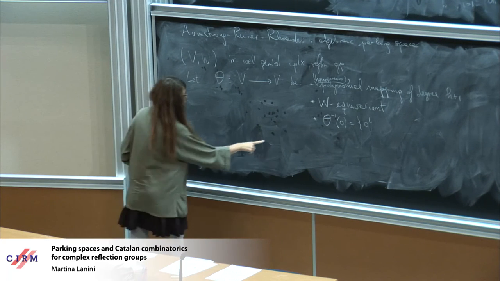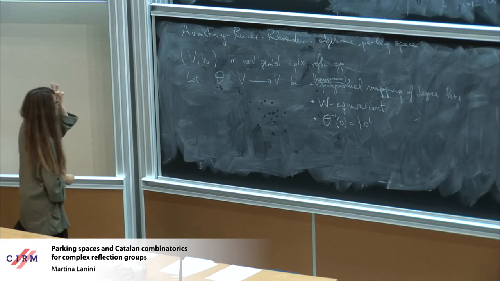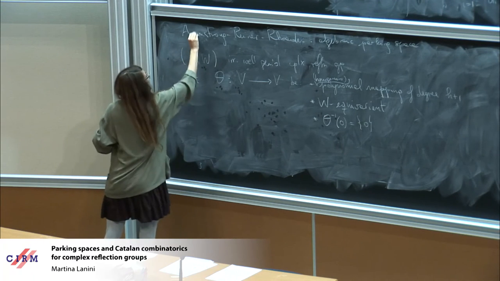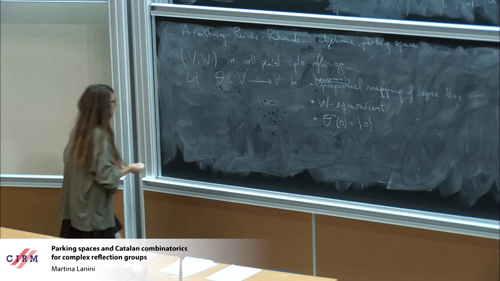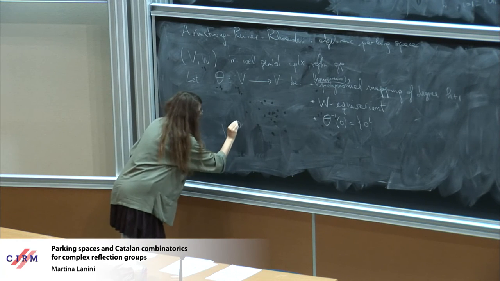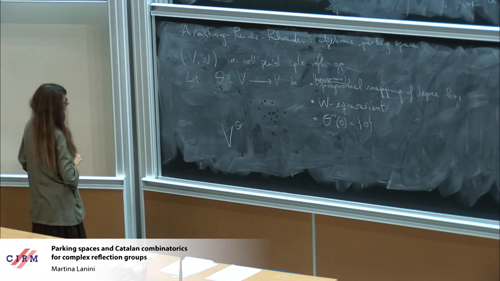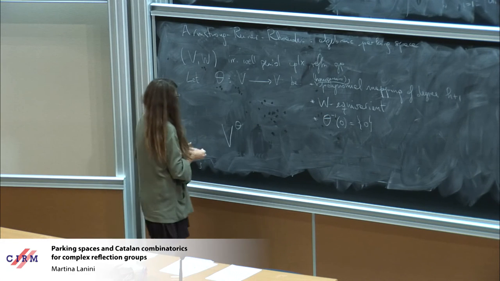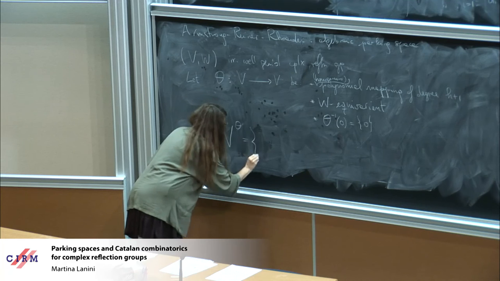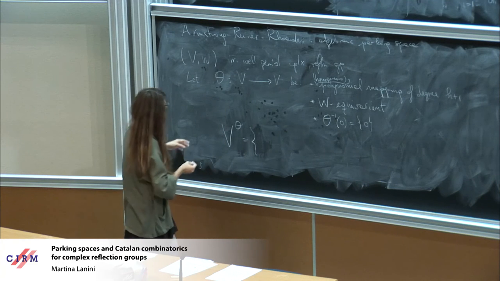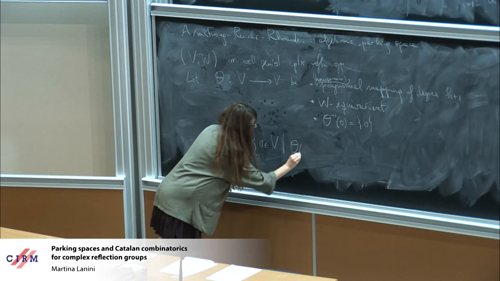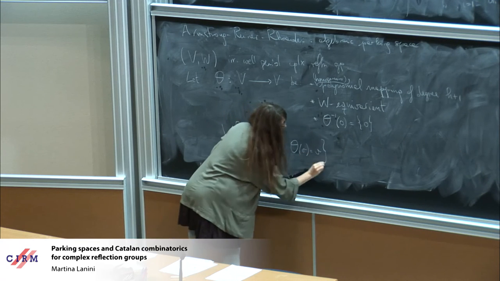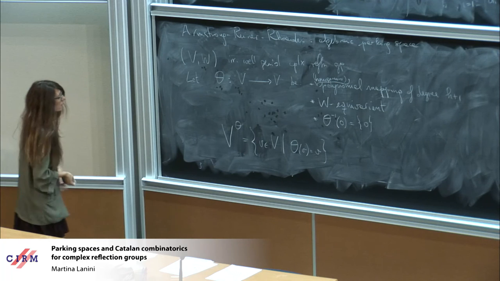And now, what Armstrong, Reiner and Rhoades call the algebraic parking space is the fixed point locus of this theta. Okay, so these are the v in V such that theta of v is just v. So I'm just mapping v to itself.